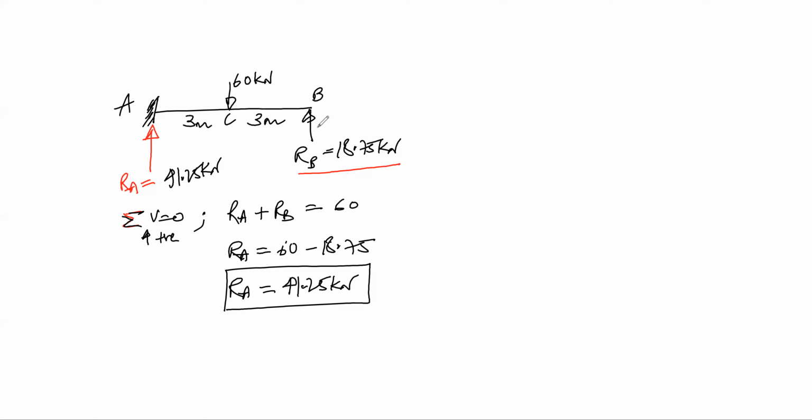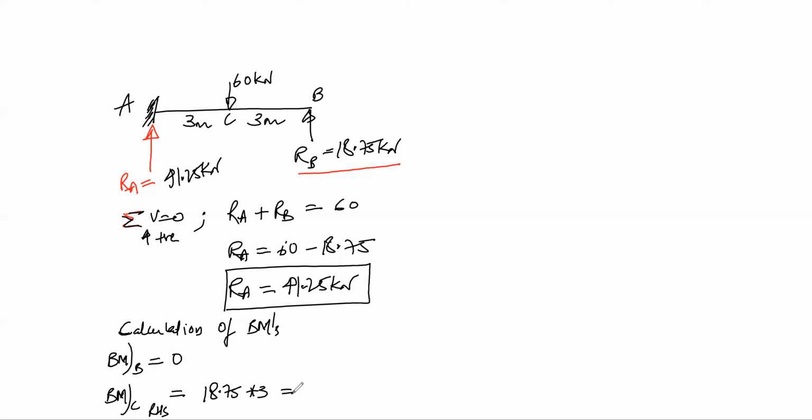So I can write here calculation of bending moments. So I know bending moment at B is equal to 0. And bending moment at C, I will consider the right hand side, and I will take sagging bending moment as positive. So here I have a reaction RB and I'm taking moment about this point. So RB causes an anti-clockwise moment on the right side, so it causes sagging bending moment. So I can write it as RB, that is 18.75 into 3, and this value will be 56.25 kilonewton meter.